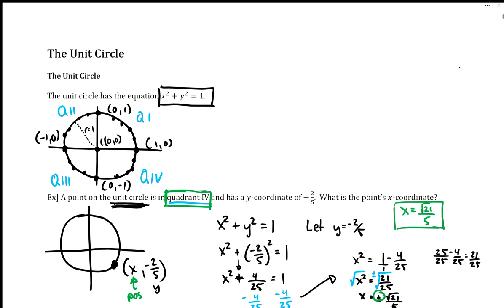Okay, so that's using the Cartesian coordinate equation for the unit circle to help us with finding a point that's on the unit circle.